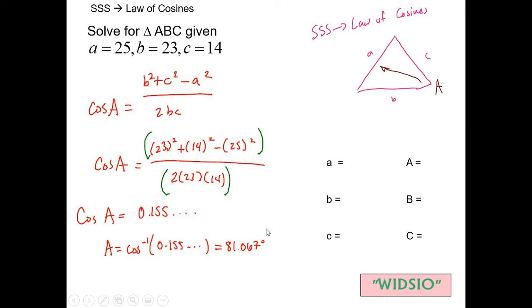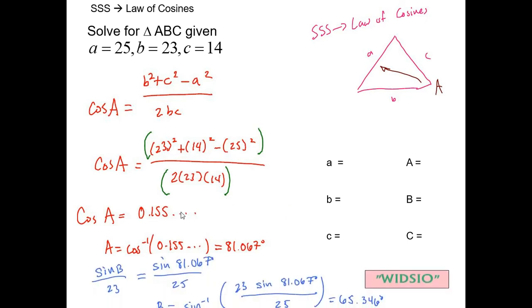Now that I have one angle, I could use law of sines, or I could use law of cosines again. It doesn't matter which one I use to find the other angle. Here, I got a little cut off there, but I think you can see it. I'm going to use law of sines. So sine of B is to 23, as sine of A, which we just calculated, is to side A.